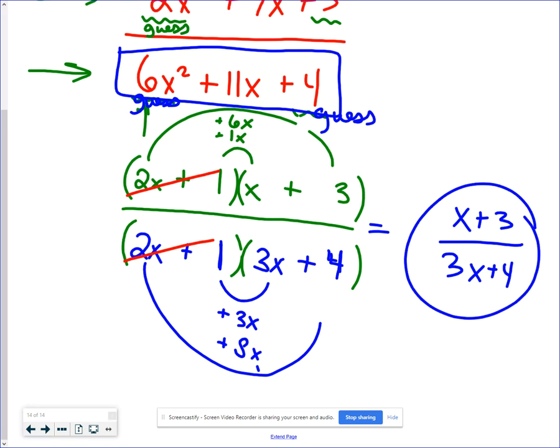So make sure on today's assignment you're factoring everything first before you start canceling stuff out. And remember, if you have opposites, use that trick. Pull out a negative sign from the top one so that they can cancel each other out.